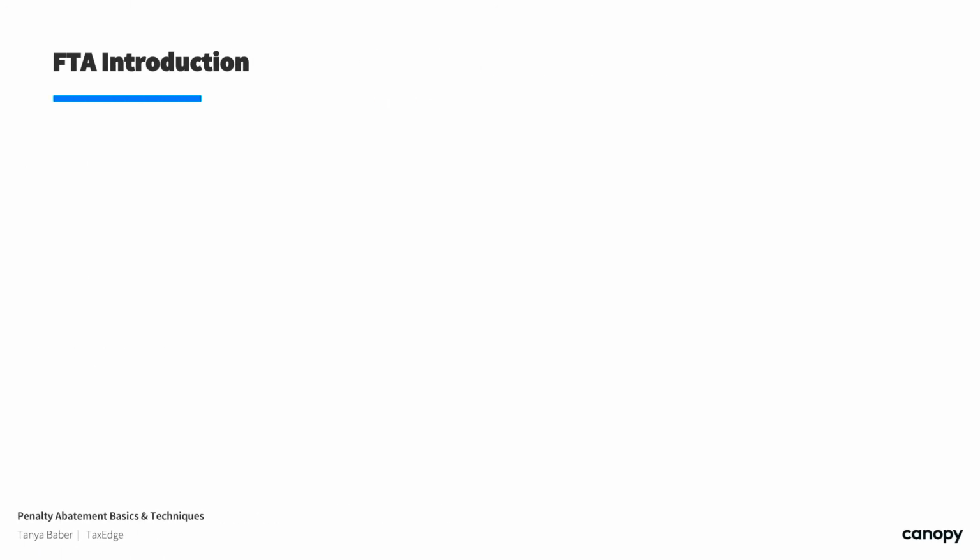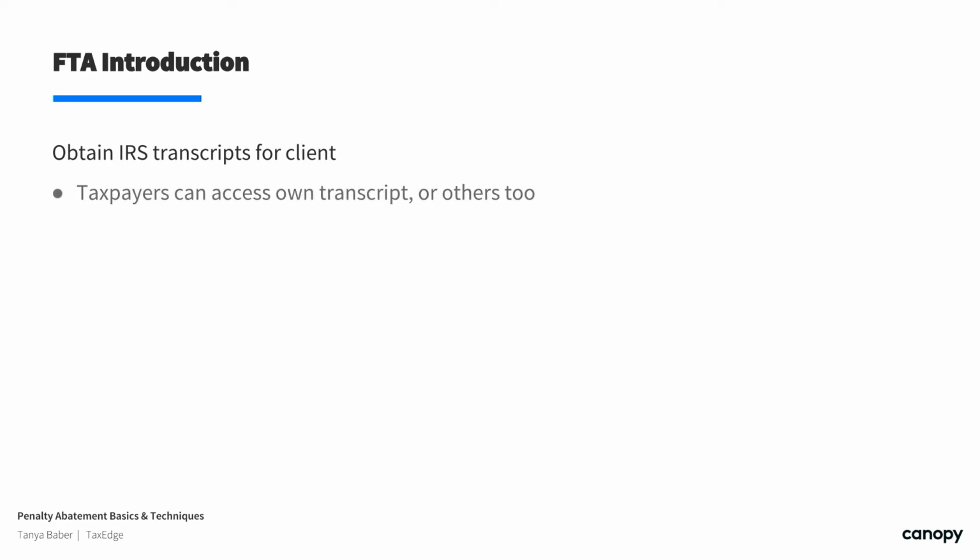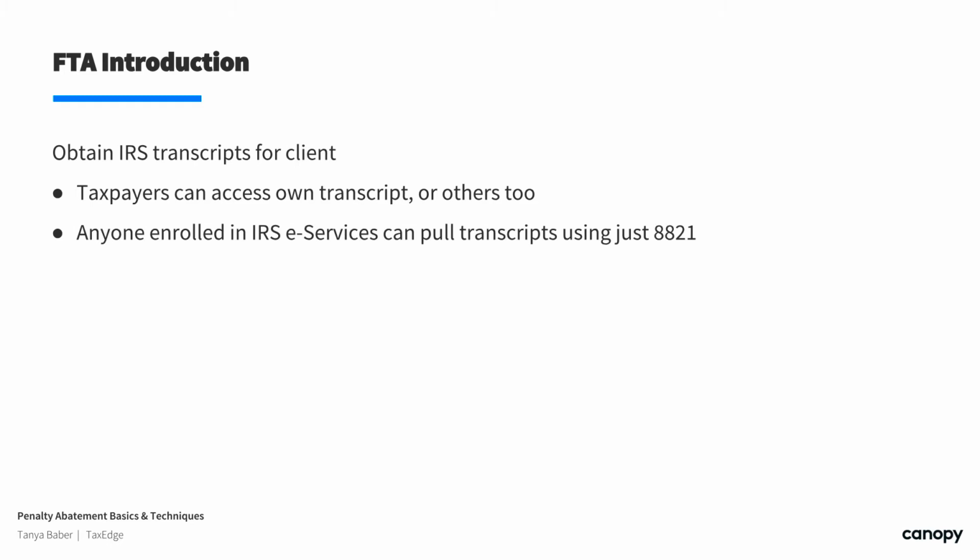So how do you go about making sure that they're clean? You're going to want to get a transcript. You're going to want to study that transcript. And how do you go about that? Well, the taxpayer can get their own transcript, or others can get it on their behalf. Anyone enrolled in IRS e-services can pull a transcript using just an 8821 form. If you are a Circular 230 practitioner, so that is your enrolled agent or CPA or attorney, you can pull it with either one, the 8821 or the 2848. The 2848 is the power of attorney. 8821 is just an information request.